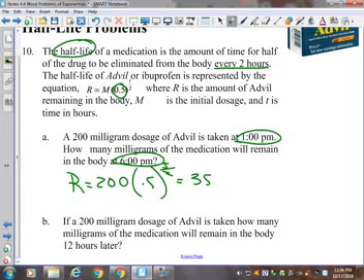35 point what? 3 decimal places. 35.355. We can write 3 decimal places on that because milligrams can be a decimal. So that's quite a bit left. I mean, it's not a huge amount. I started with 200, but I don't think I've run out too much yet. I don't know if it's time to take it yet.